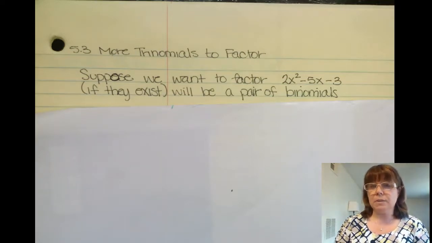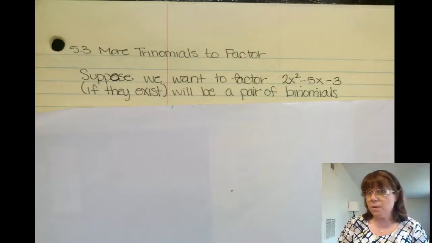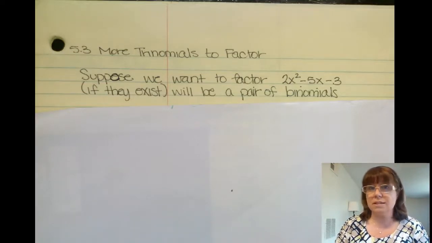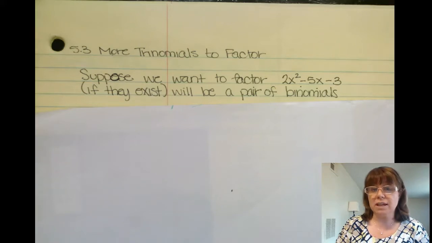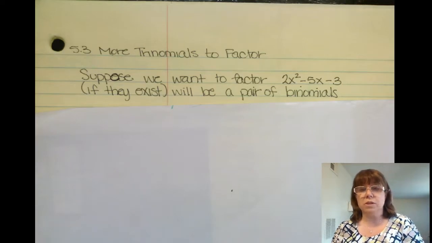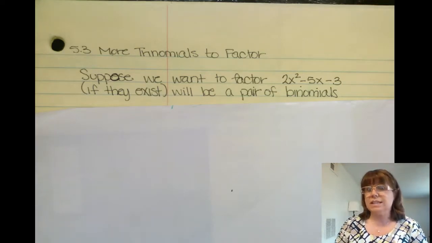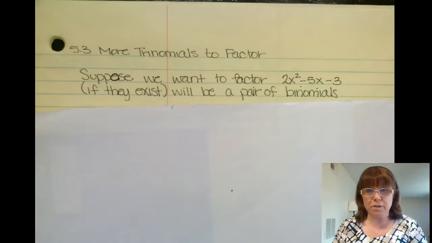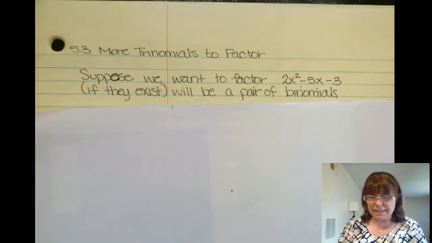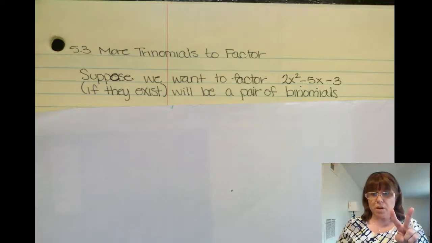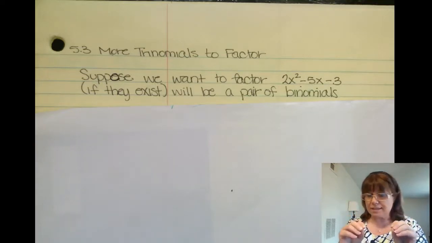Now, we're going to be a little bit more complex, and suppose the coefficient in front of the first term is not a 1. Then what we need to do is think about what two numbers multiply to the first term, what two numbers multiply to the third term, and in some combination of those four numbers, they add to the middle term. Let me say that again. What two factors of the first term, what two factors of the last term, in some combination, add to the middle term. So that's a little bit more complex.